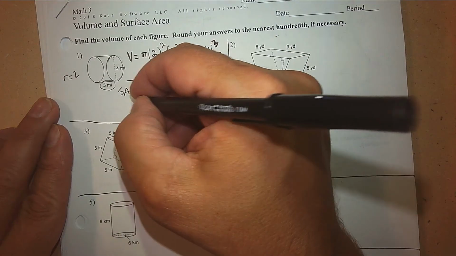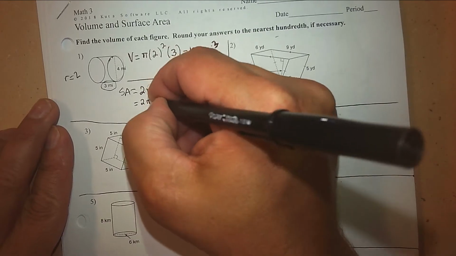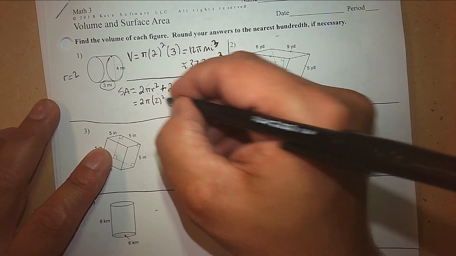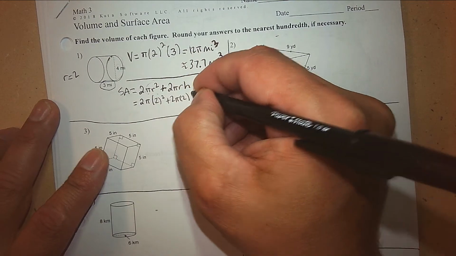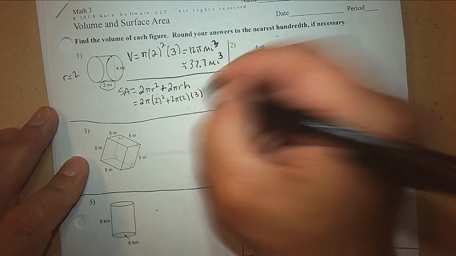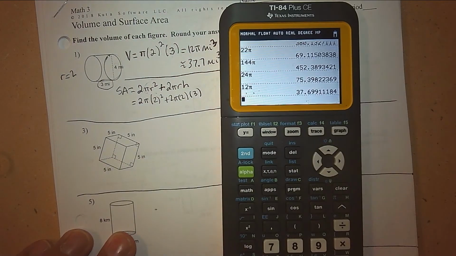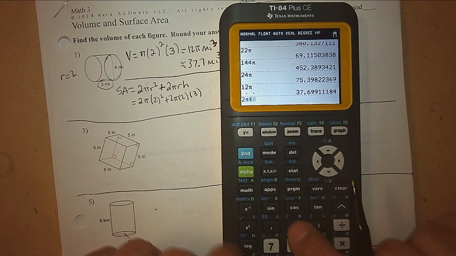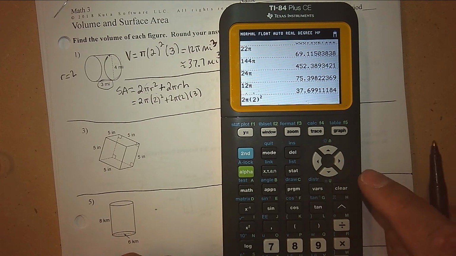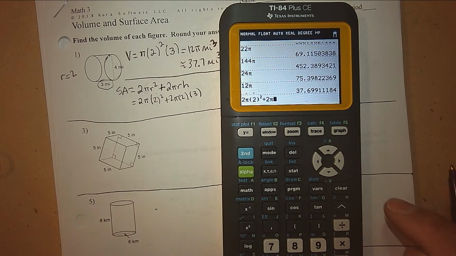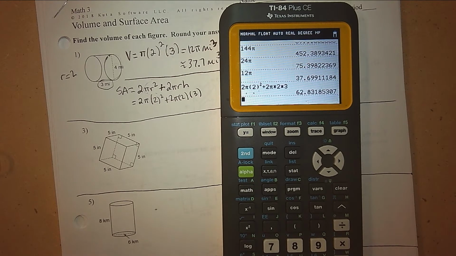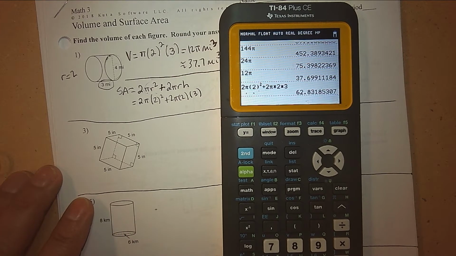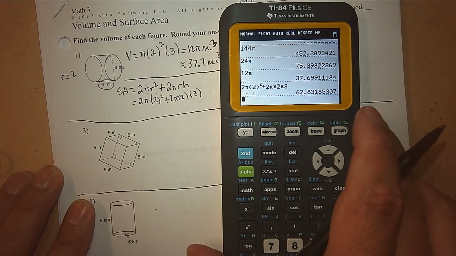Now we're just going to type it into our calculator. So the radius is 2. So wherever there's an r, we put in 2. And we said the height is 3. So use your calculator. We're just going to do the approximate answer. So 2 pi, 2 squared, plus 2 pi times 2 times 3. So what is the approximate surface area of the whole cylinder? 62.8.